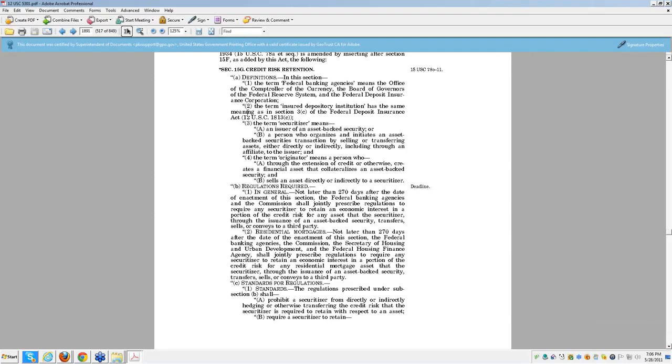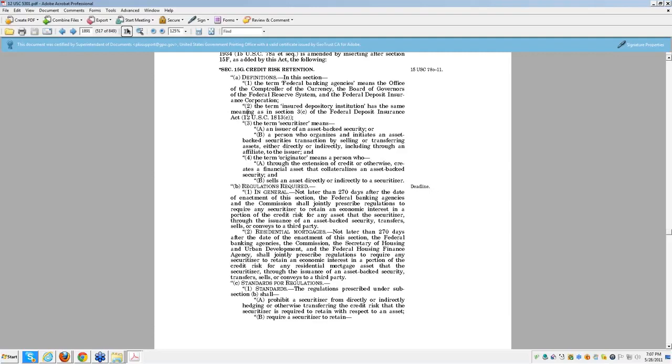Standards. The regulations prescribed under subsection B, I can't read that through, something Roman numeral 2. A, prohibit a securitizer from directly or indirectly hedging or otherwise transferring the credit risk that the securitizer is required to retain with respect to an asset. B, require a securitizer to retain.